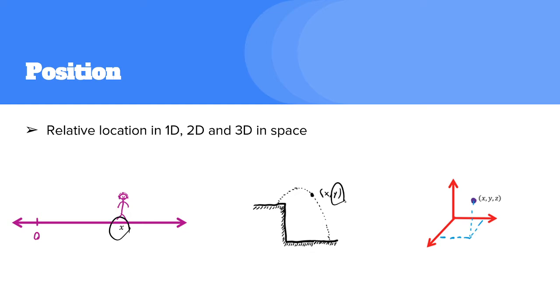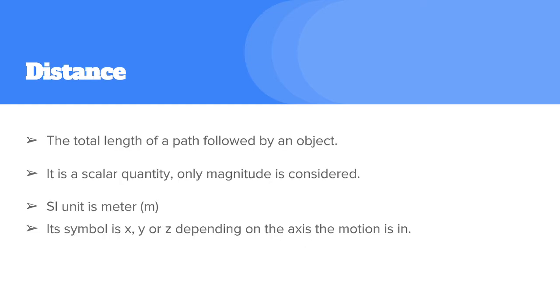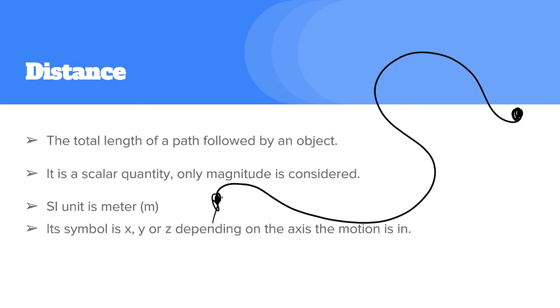All right, position, it's basically relative location, and you can have 1D, 2D, and 3D directions. So X, Y, and Z, these are basically our coordinates to describe motion in 1D, 2D, or 3D. All right, distance: total length of a path followed by an object. So if you're starting from that point, and then you're following this path, then once you measure the entire length of this, this is the distance that you travel. It is a scalar quantity, so there's no direction, only the number is important, and the way that we measure that distance is using the meter. And the symbol for distance can be x, y, z depending on the axis of the motion.